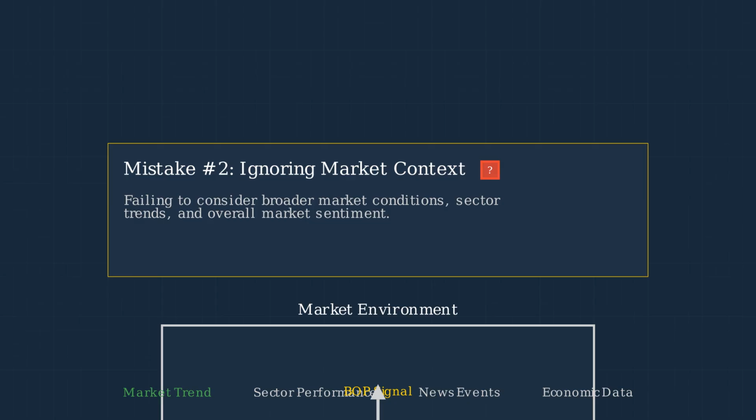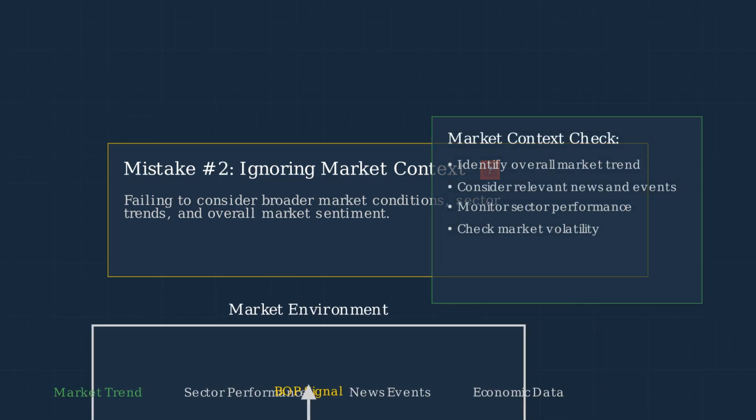BOP signals can be misleading if you don't consider overall market trends, sector performance, and relevant news events. Always check the broader market conditions before making trading decisions based on BOP signals. This context is crucial for accurate interpretation.